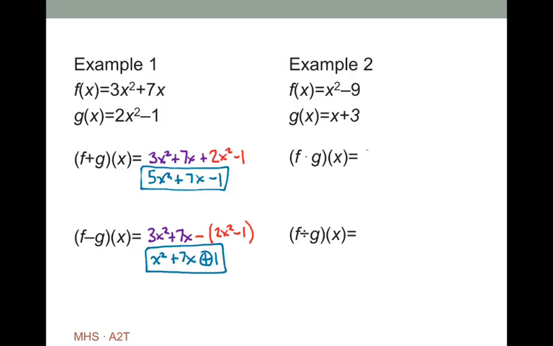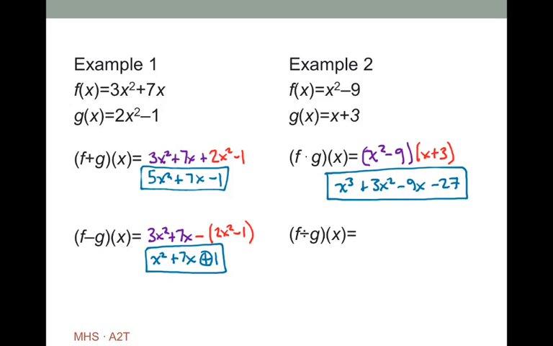Okay, example number 2, x squared minus 9 and x plus 3. We're going to multiply those two functions. So we have two binomials. We're going to FOIL them out and see what we get. So we're going to get x cubed plus 3x squared minus 9x minus 27, and we can't simplify that any further.